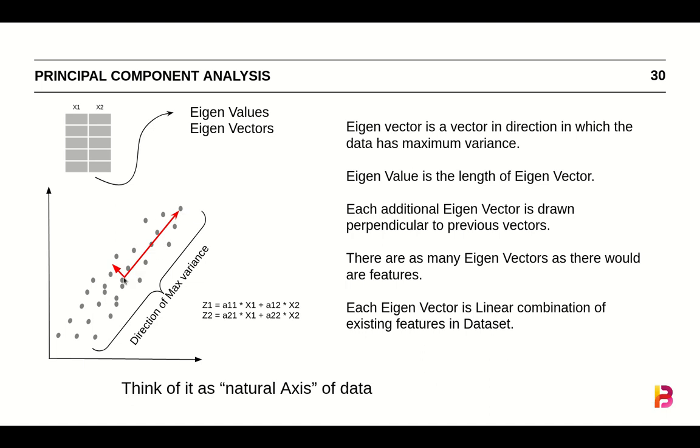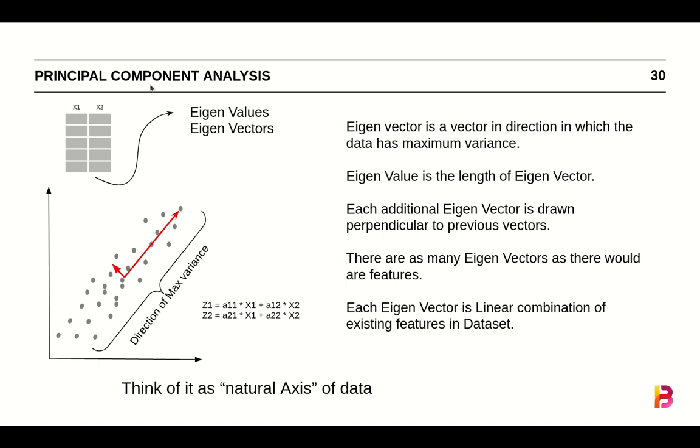And in the same way, perpendicular to this, we draw another axis which measures the dispersion or the variance of the data in this direction. So you would see in this direction the variance is quite less, and in this direction the variance is quite more. Now this was a two-dimensional data.